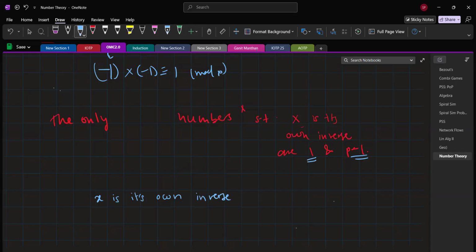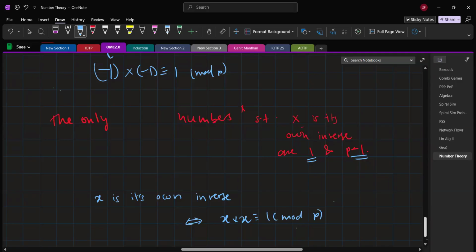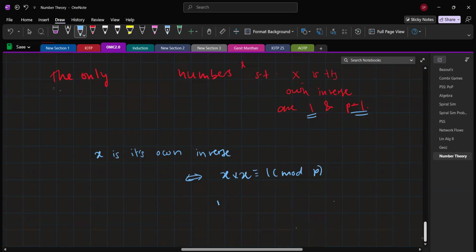Okay, that's fine. So if x is its own inverse, that happens only if x times x is congruent to 1 mod p, right? So p divides x squared minus 1. But we can factorize this and say p divides x plus 1 times x minus 1.